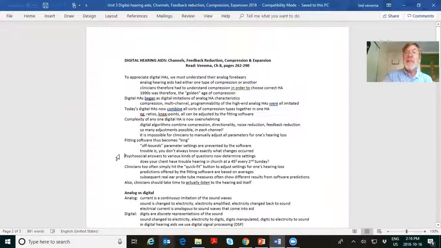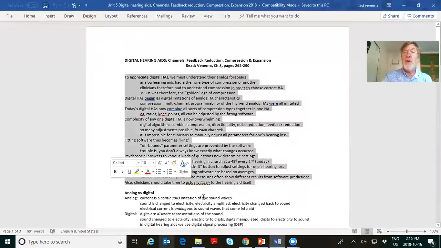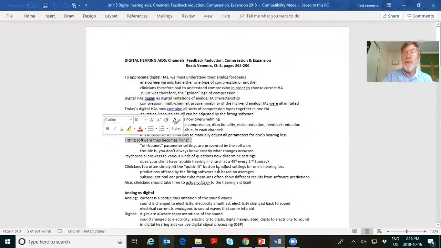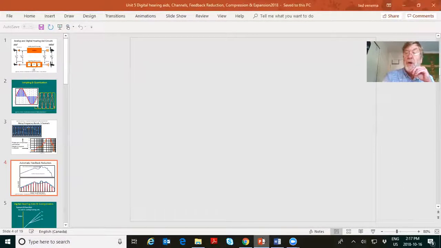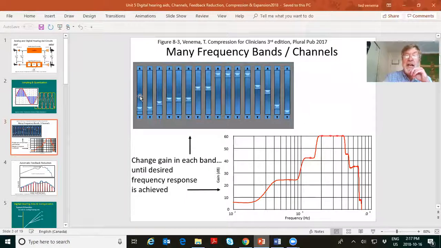So now back up to the beginning. What have we covered so far today? We've talked about knowing your analog forebears and how hearing aids today are relying on fitting software. And that doesn't mean we're not nice people. It just means that without the fitting software, how the Sam Hill are you going to control all of the gain, the compression, the directionality, the digital noise reduction, the feedback management in this channel? How are you going to do that in this channel and in this channel? The software handles it for you.